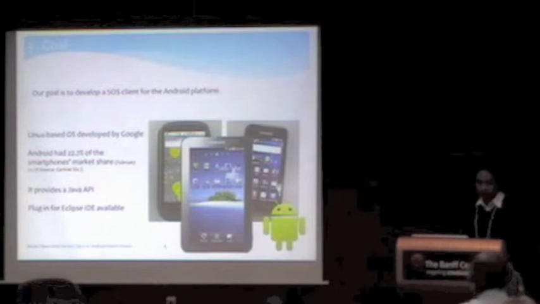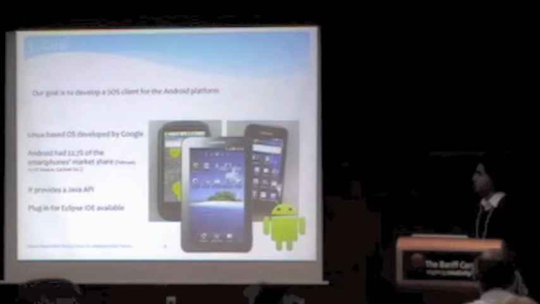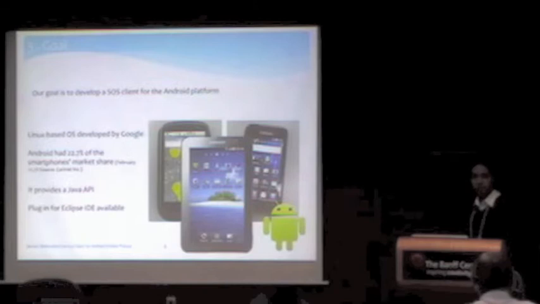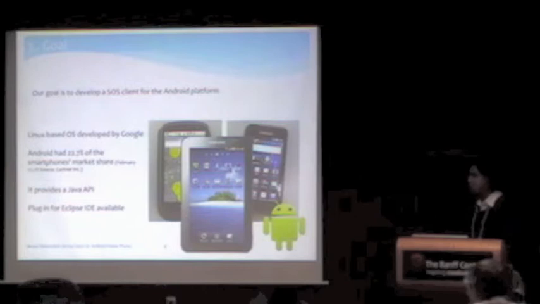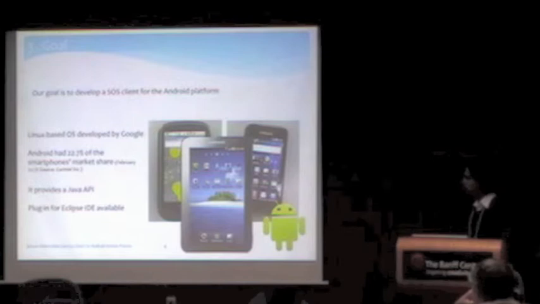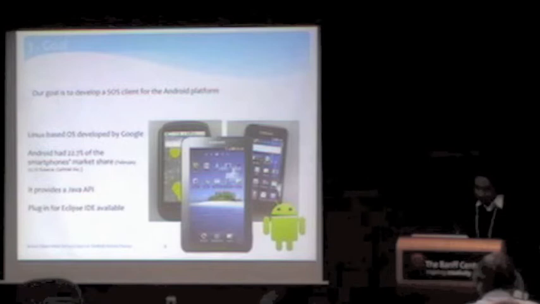Android is a Linux-based operating system developed by Google. Android was estimated to have, in February of this year, more than 20% of the market share of smartphones. It provides a Java API, and it's very easy to develop for Android because you can just download an Eclipse plugin and start developing in a few minutes. In addition, Android is not only executed on mobile phones, it's also executed on other kinds of devices like tablets. So potentially every application that you develop for phones, if it doesn't use the call API, can be executed on any tablet.